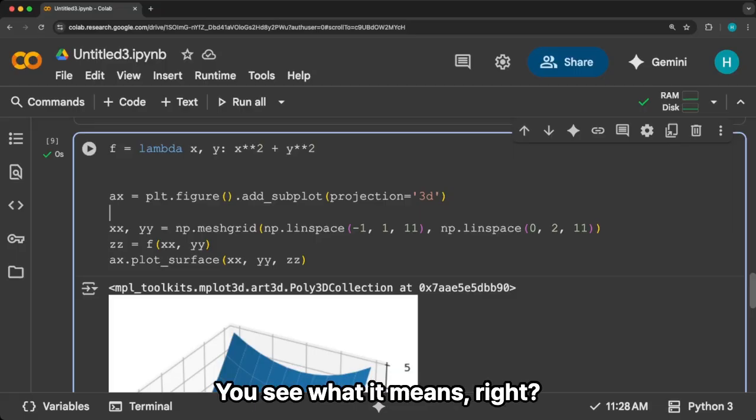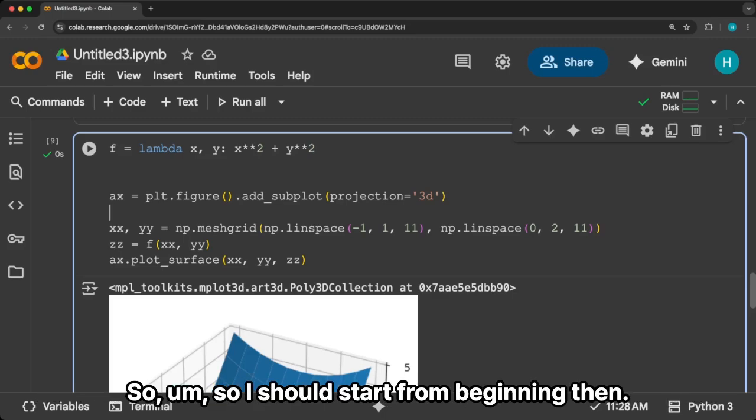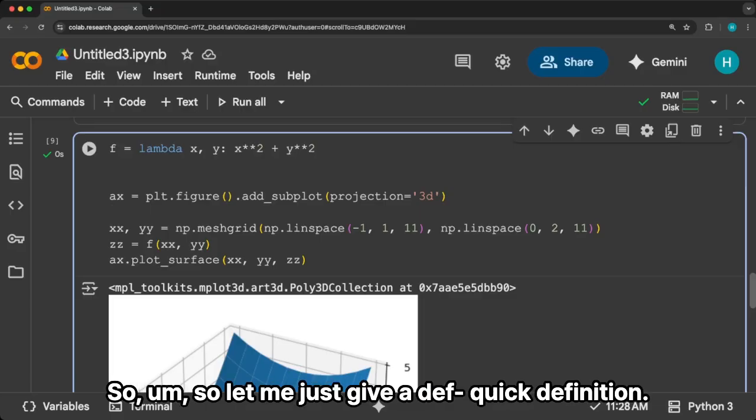You see what it means, right? Raise your hand if you don't know the meaning of this parenthesis and bracket. Everyone knows the meaning of this parenthesis and bracket, right? You don't know it? Okay. So I should start from the beginning then. Let me just give a quick definition.